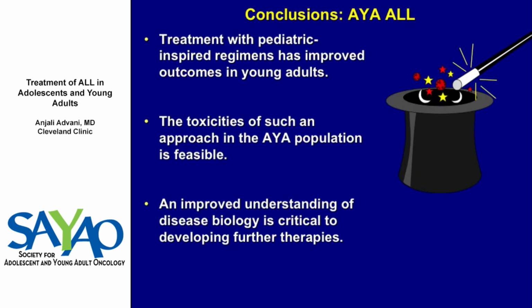Treatment with pediatric-inspired regimens has improved outcomes in young adults. The toxicities of such an approach in this population are feasible. I do think it's really important to have a team of people that are comfortable with this. It's a learning curve. It took us a little while. When we had the first patient, I think everyone was a little panicked. But once everyone got used to it, it's definitely very feasible. And then the last thing is that an improved understanding of this disease biology is going to be critical in terms of building on these regimens further.